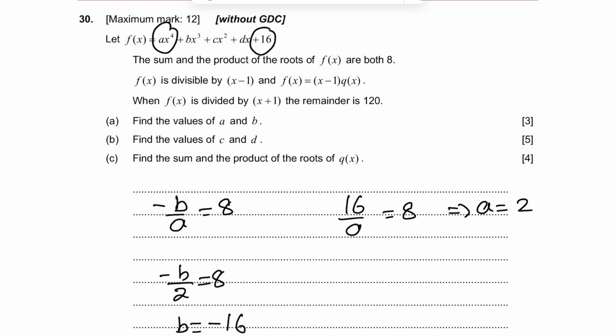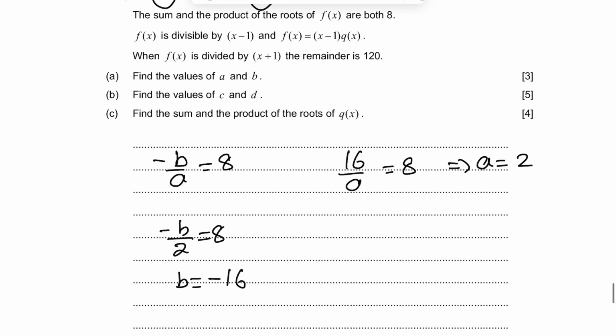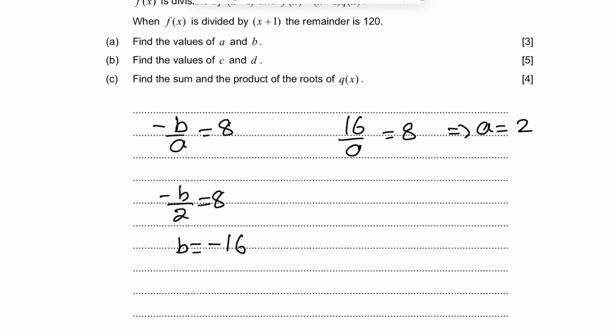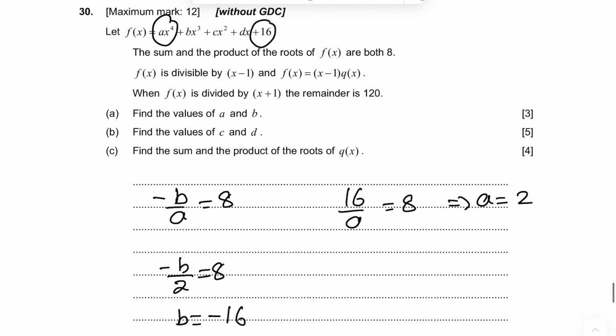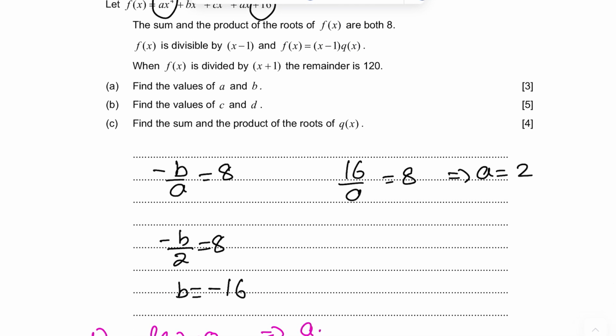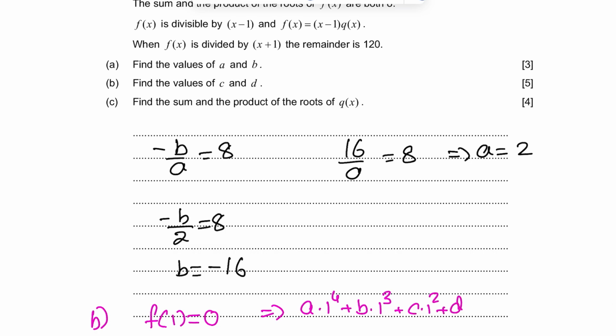Then f of x is divisible by x minus 1. So f of x equals x minus 1 times q of x. f of x when divided by x plus 1, the remainder is 120. It is divisible by x minus 1, so f of 1 should be equal to 0. When f of 1 equals 0, plug in that one. a times 1 to the power 4 plus b times 1 cube plus c times 1 square plus d times 1 plus 16 equals 0.